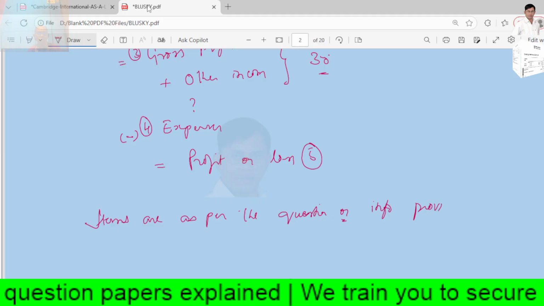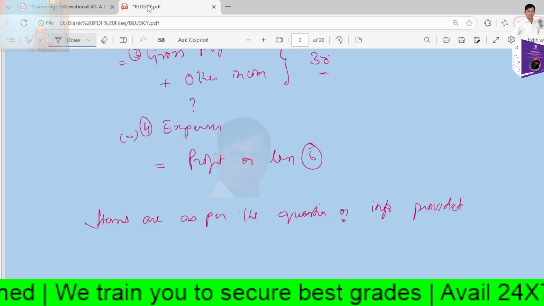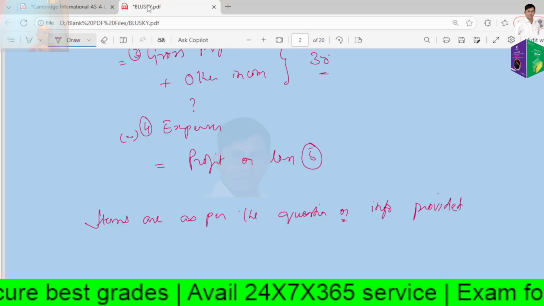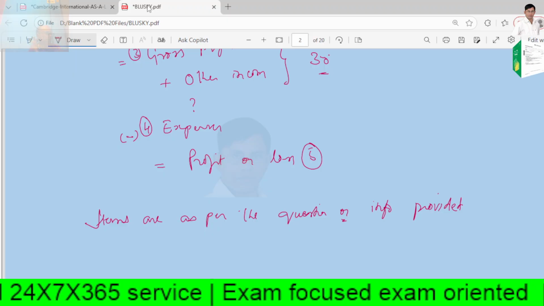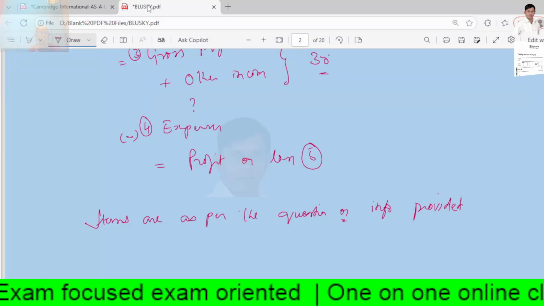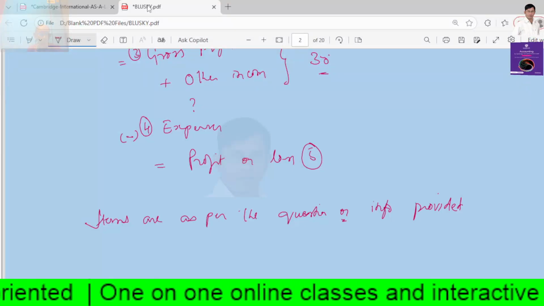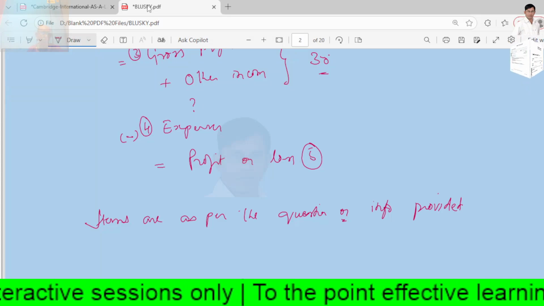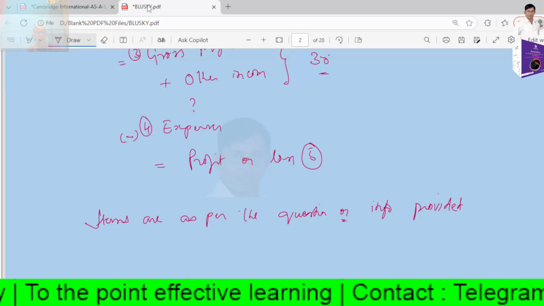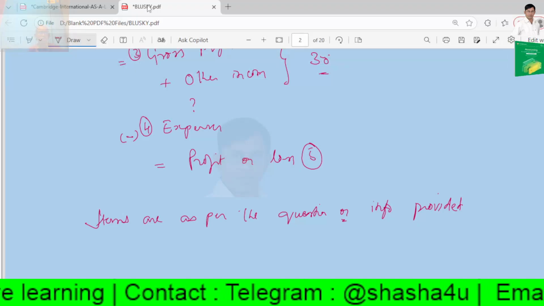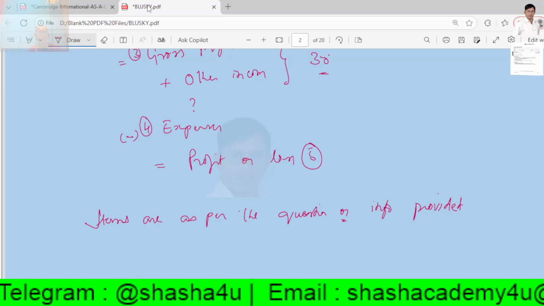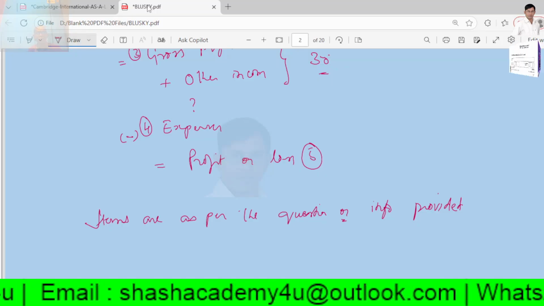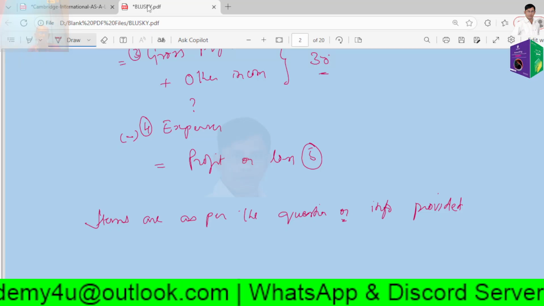So there is no specific list, it is a big ocean. Too many expenses are there, too many incomes are there, too many things are there. But normally these are the most commonly used, almost 80 to 90% of the line items. So that is why this is just illustrative. The items you have to write as per the question or info provided. But the steps are almost the same.